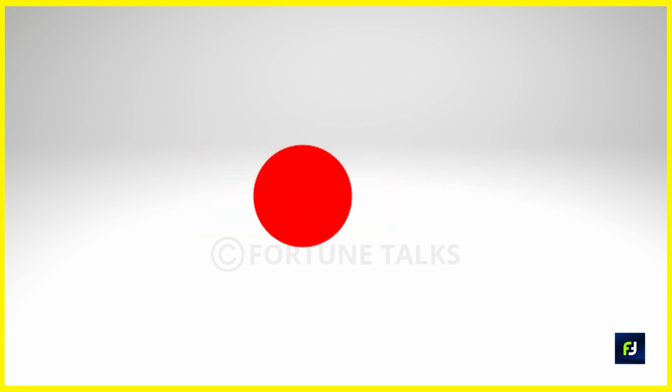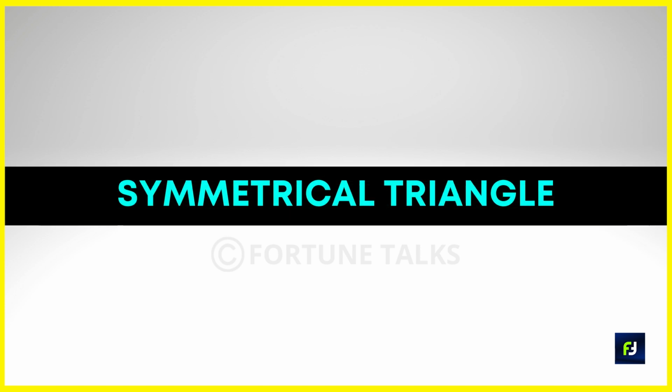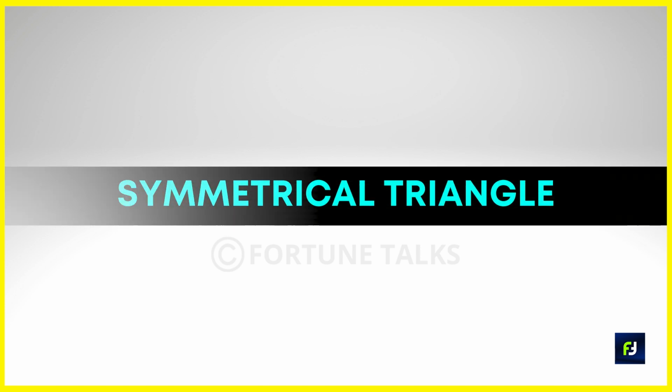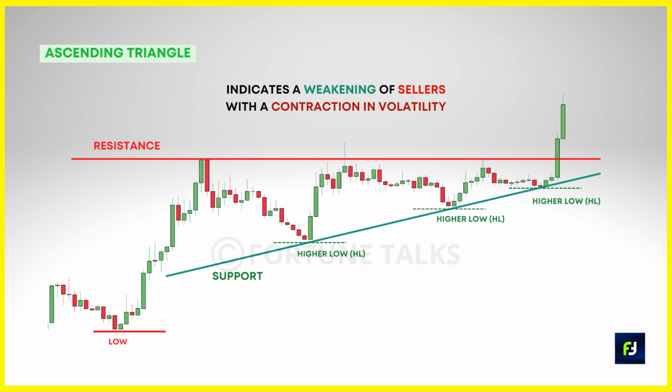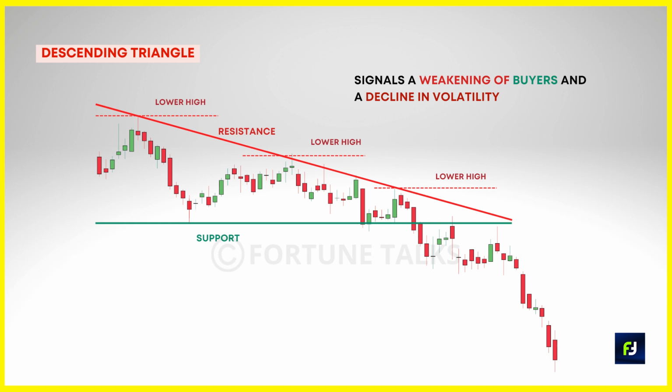So let us start our discussion with symmetrical triangles. We have talked about ascending and descending triangles. The ascending triangle indicates a weakening of sellers with a contraction in volatility from left to right of the pattern, while a descending triangle signals a weakening of buyers and a decline in volatility, which leads to a strong breakout.